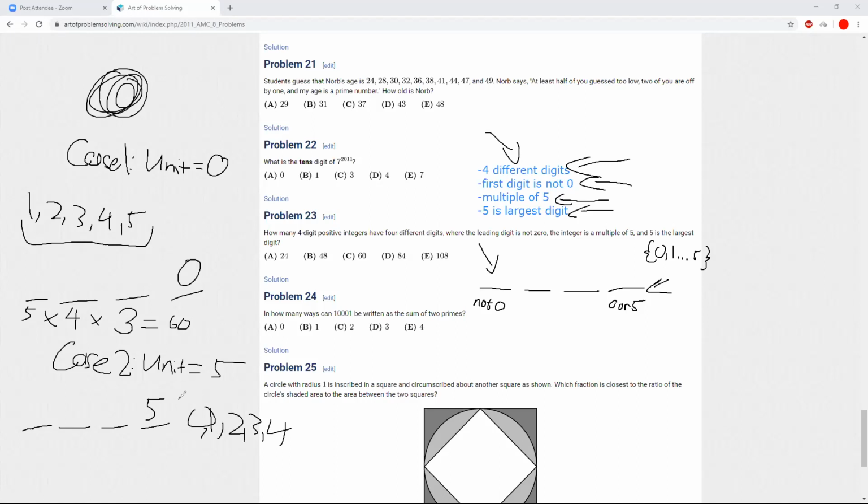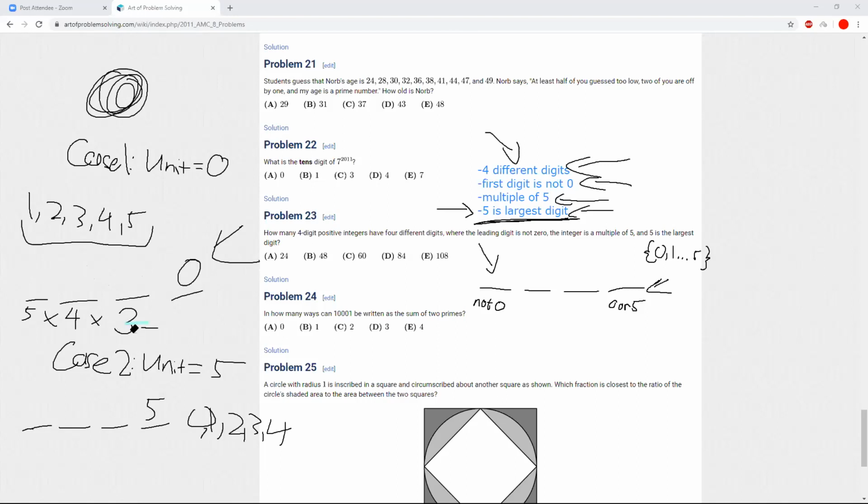Oh, wait, shoot. I realized I messed up on the first case. I read the conditions wrong, actually. One of these conditions is that 5 is the largest digit, so we know that one of these has to be 5. I thought all digits were just smaller than 5. So we need at least 1 five for this case. So we have 3 ways to put the 5 in, because we can put the 5 here, here, or here.